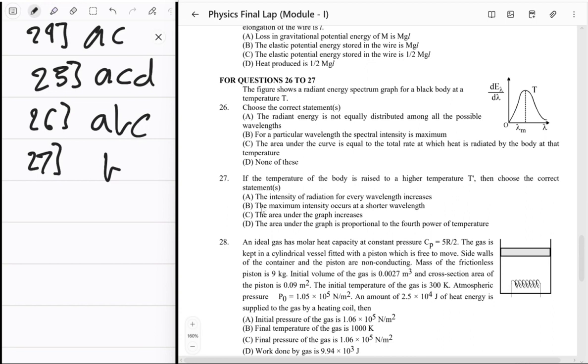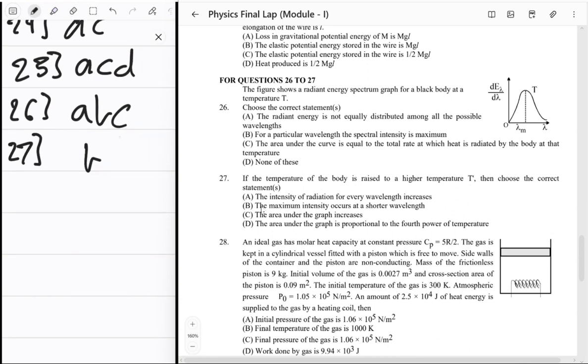A, I don't know. The area under the graph increases. Sure it does. The area under the graph is proportional to the fourth power of temperature. Yes, it is. Right. Intensity of radiation for every wavelength increases. That's, I don't know. I really don't know.